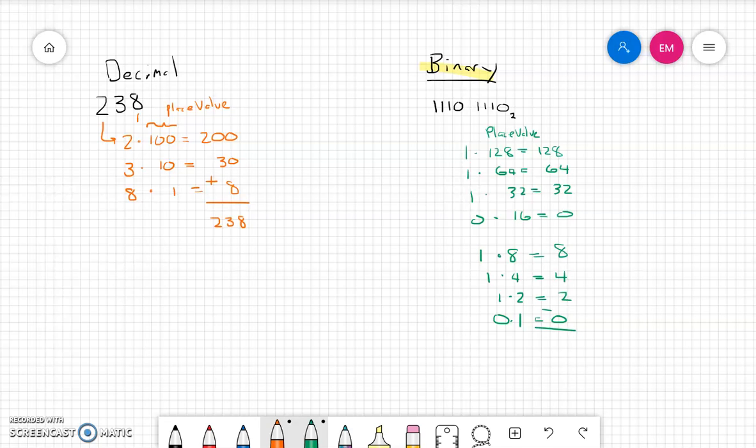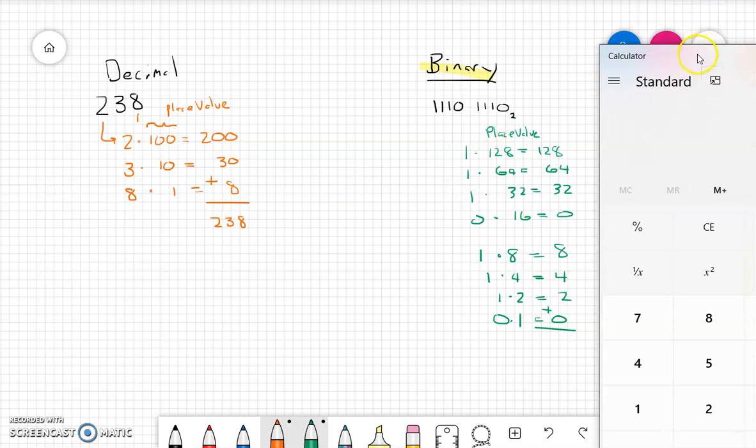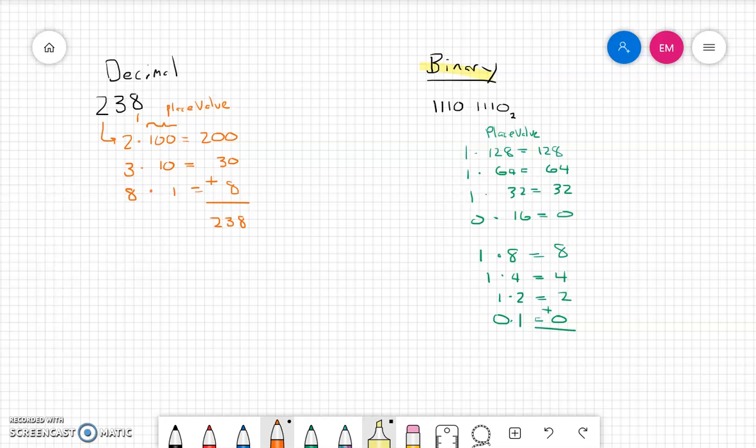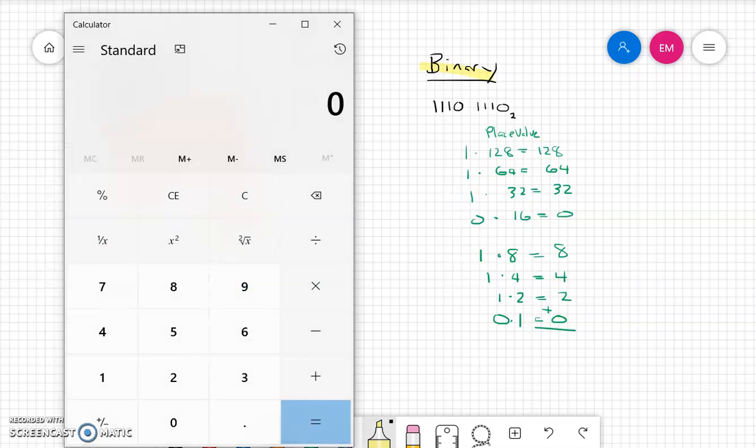Now I have to add these all up. Let me get my calculator out here. Let me put that in the screen here. We can do the math. But basically I'm going to add up the numbers in this column to see how much this totals up to be. Bring my calculator back over. Here it is. So let's say 128 plus 64 plus 32 plus 8 plus 4 plus 2 equals 238.